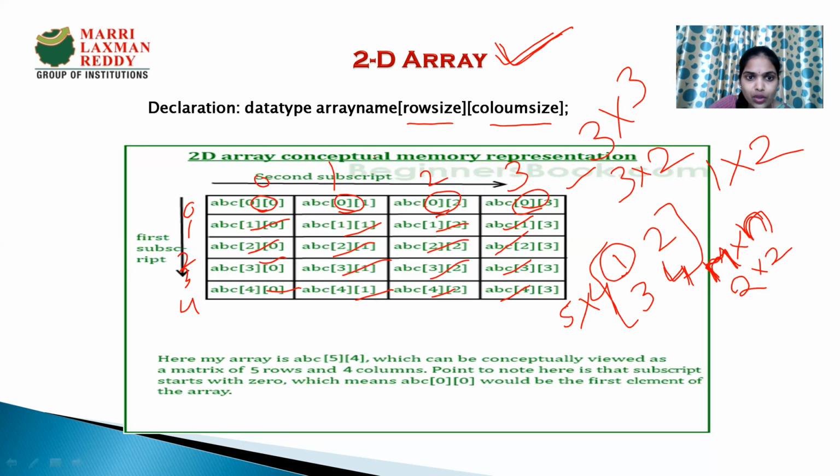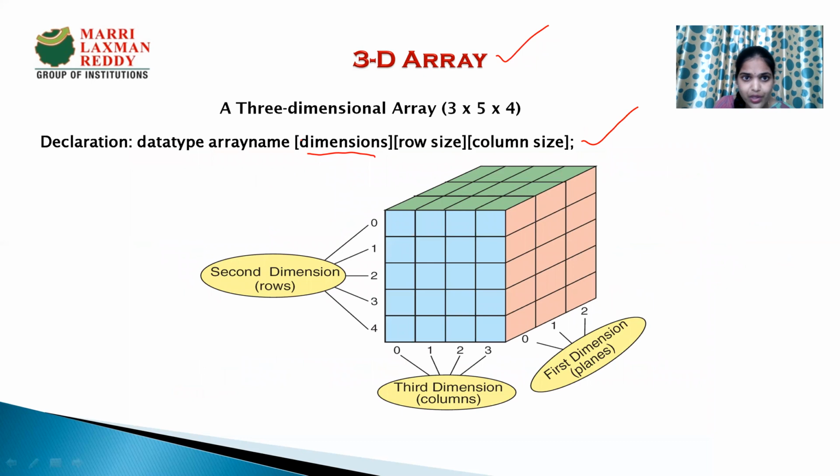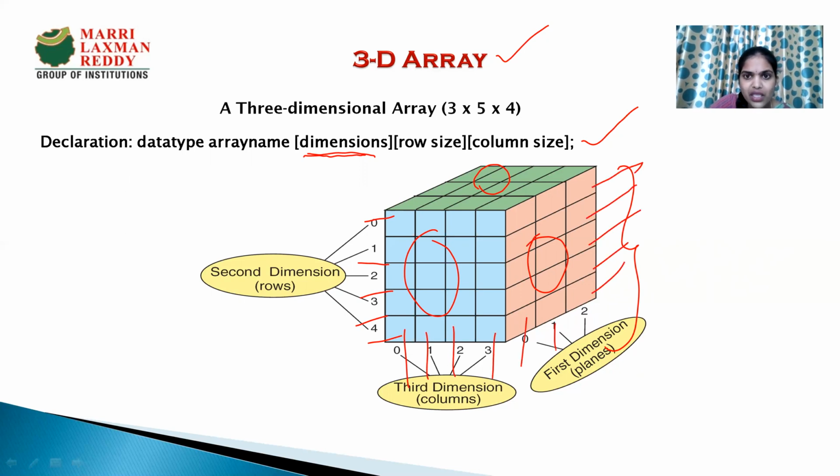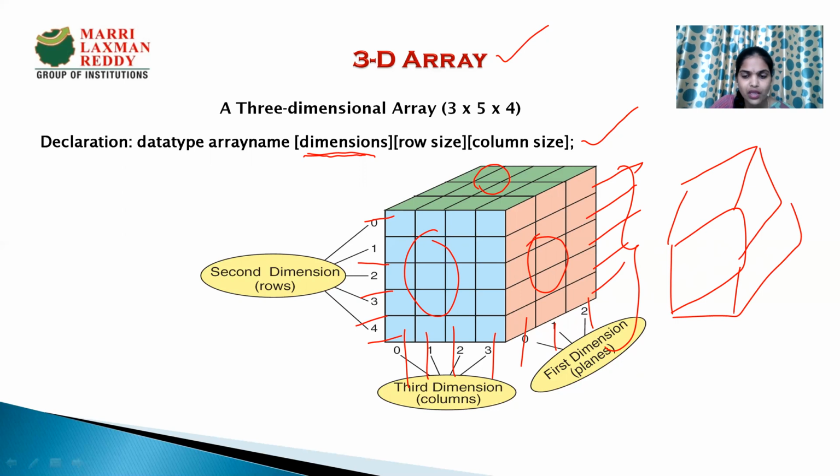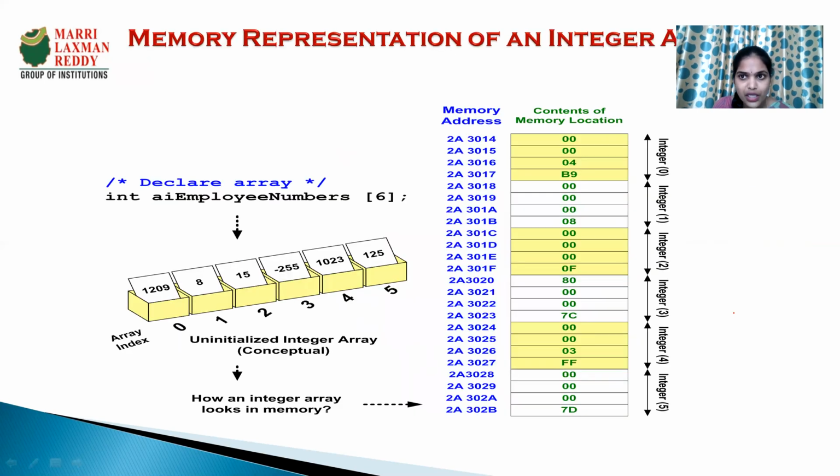In the previous one, we saw two dimensions, the first dimension and the second dimension. If you want to represent in the form of three dimensions, then you have to mention the number of dimensions. See, this is the example of a three-dimensional array. 1, 2, 3. These are the three dimensions, where we have 5 rows and 4 columns in each dimension. If you want to represent a 4-dimensional array, it will have 4 faces: 1 face, 2 face, 3 face, and 1 more face over here. That is 4 dimensions.